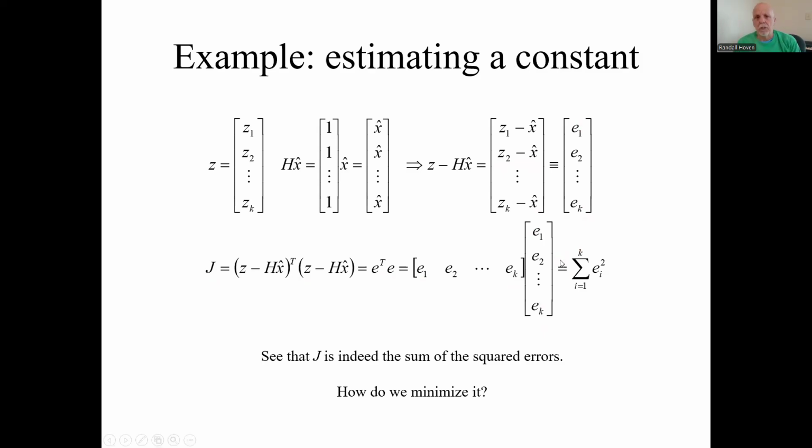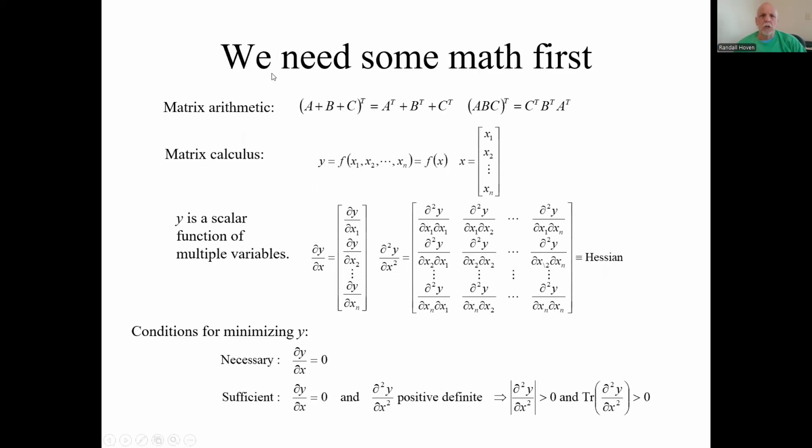And now let's talk about how do we go about minimizing this thing. And we're going to need some matrix arithmetic and calculus. First, a little bit of arithmetic. If you want the transpose of a sum of matrices, it's just the sum of their transposes. But if you want the transpose of a product, reverse the order of that multiplication and take those individual transposes. B transpose, A transpose. Remember, matrix multiplication is not commutative.